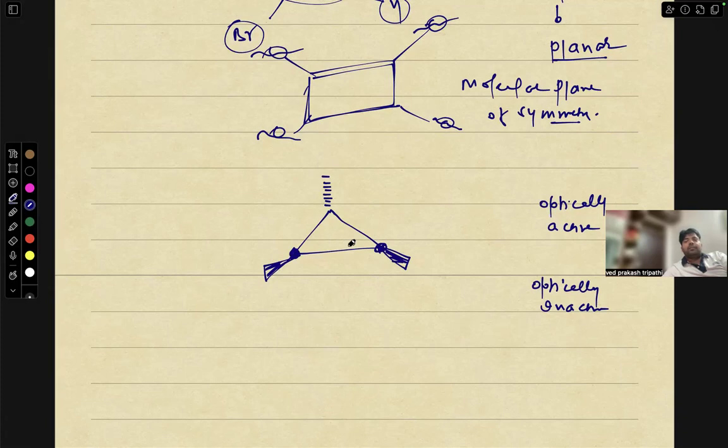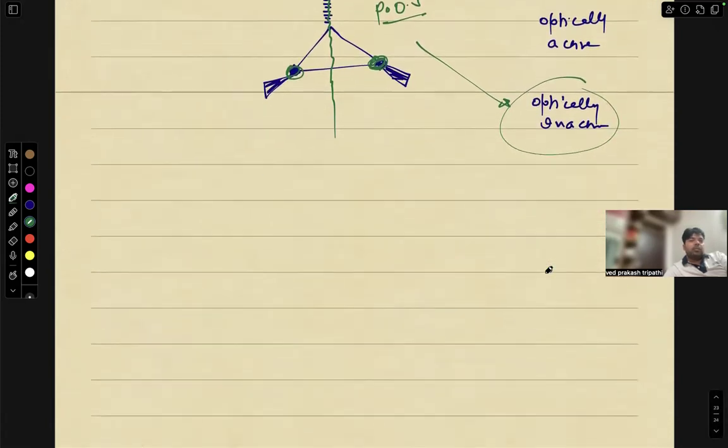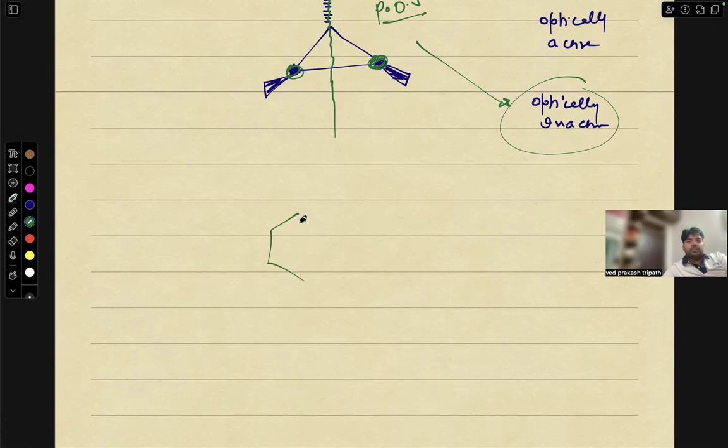Now, the second thing, you have to figure out the symmetry here. So if you are going to cut from this axis, you can see the left and the right are exactly the same. It is divisible into 2 equal halves. So this is a plane of symmetry. And whenever we have a plane of symmetry, it means optically inactive. Okay. It makes sense. Perfect. Now we can try this compound as well.